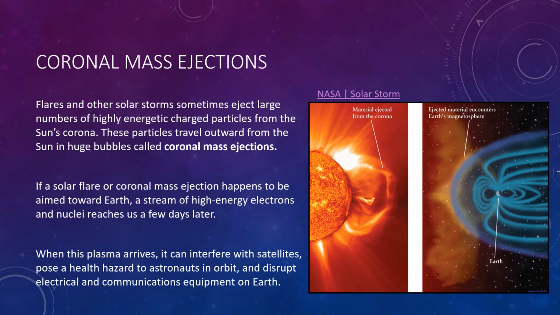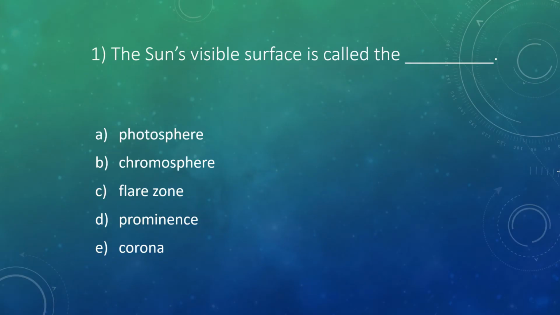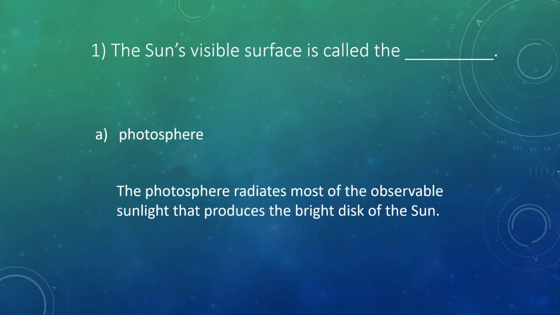Anyway, so let us conclude this lecture with a couple questions. Question number 1. What is the sun's visible surface called? Okay, so whenever we look at pictures of the sun, we're seeing the surface of the sun. And in a picture, another word for picture is photo. The photosphere is what radiates the observable sunlight that produces the bright disk of the sun.